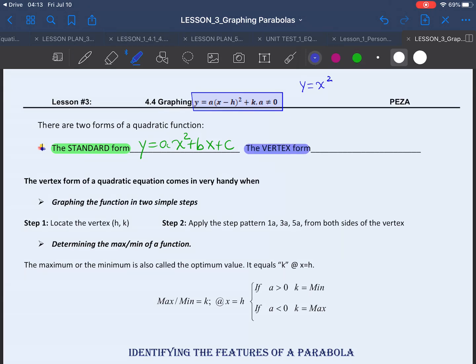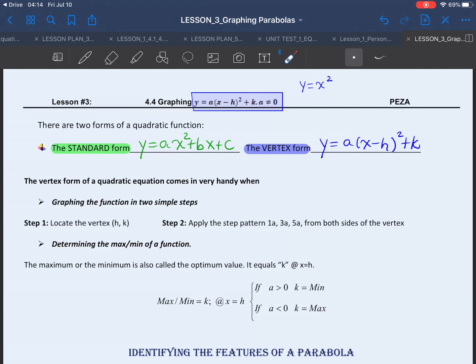The vertex form of the parabola, on the other hand, is y equals a(x minus h) squared plus k. And we will always prefer the vertex form, or most of the time we'll prefer the vertex form over the standard form. And that is because the vertex form of the parabola can help us graph the parabola more easily. And the reason why we call it the vertex form is because it tells us right away what the vertex of the parabola is just by looking at the equation.